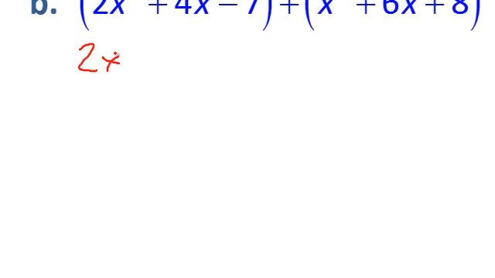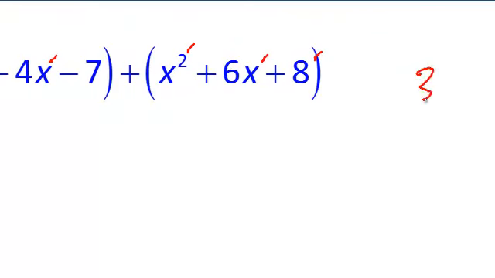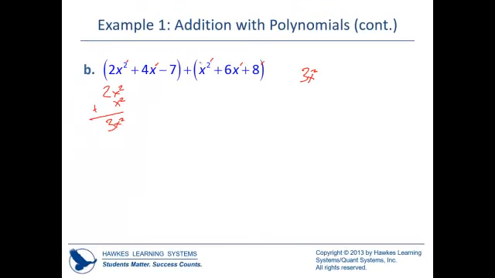So 2x squared plus x squared. 2x plus x would give me 3x squared. So I'm going to write that here to the side. So 3x squared. So I'm going to scratch those out. And so now I got 4x plus 6x. Well, 4x plus 6x gives me 10x. So I will add 10x to this and scratch those out.